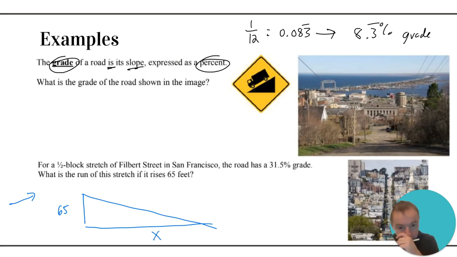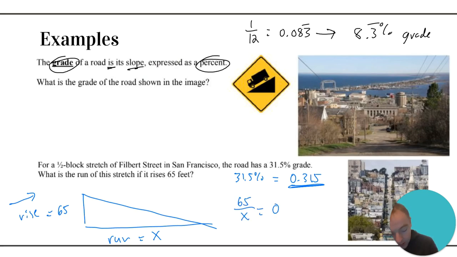Now, what we also know is that the road has a 31.5% grade. So if you put that into its decimal form, so move the decimal over a couple of spots, this would be equivalent to a slope of 0.315, right? And so what we know about that 0.315 is that it should come from the rise divided by the run. We know that 65 is going to be the rise here, and then the run is x. So 65 divided by x should equal 0.315. And then you just need to solve that equation to find x.